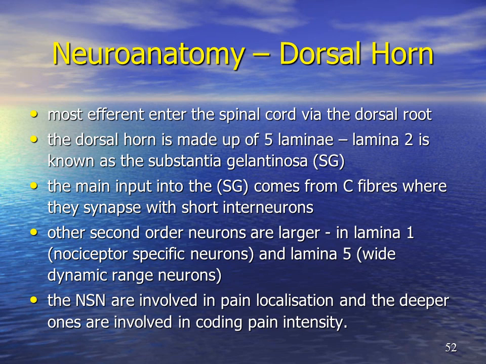Most afferent fibres enter the spinal cord via the dorsal root, and the dorsal horn is made up of different lamellae. Lamina 2 is known as the substantia gelatinosa, and the main input into the substantia gelatinosa comes from C fibres, where they synapse with smaller nerves called interneurones.